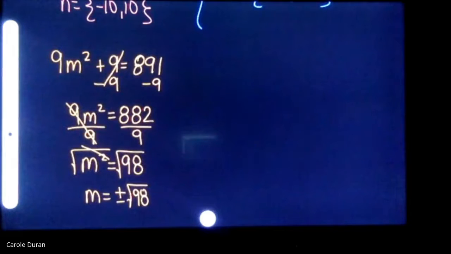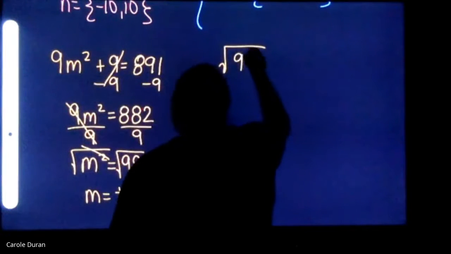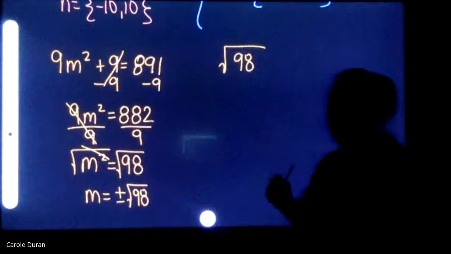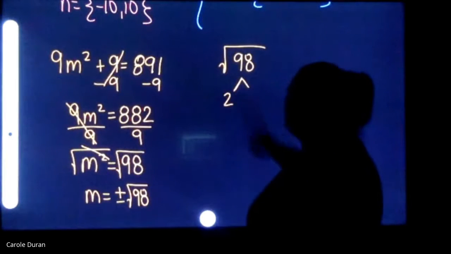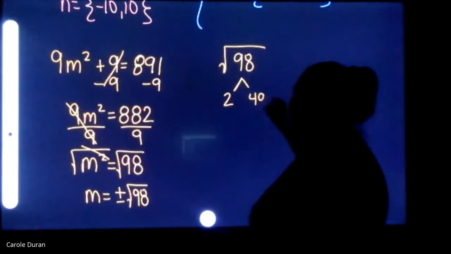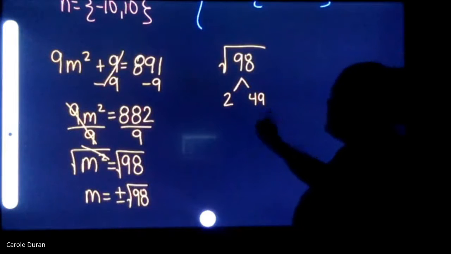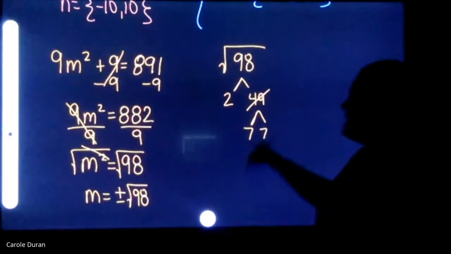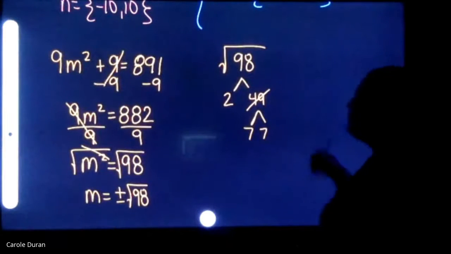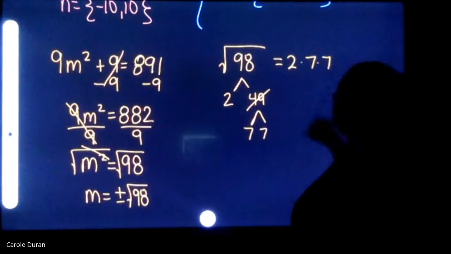But this is not my final answer. I need to see if I can reduce that square root of 98. So what we did on our homework yesterday, I'm going to go ahead and do off to the side over here. 98 breaks down into 2 and 49. 49 is not prime, but 2 is. So 49 breaks down into 7 times 7. 7 is prime, so I cannot break either of those down anymore. So this becomes 2 times 7 times 7.